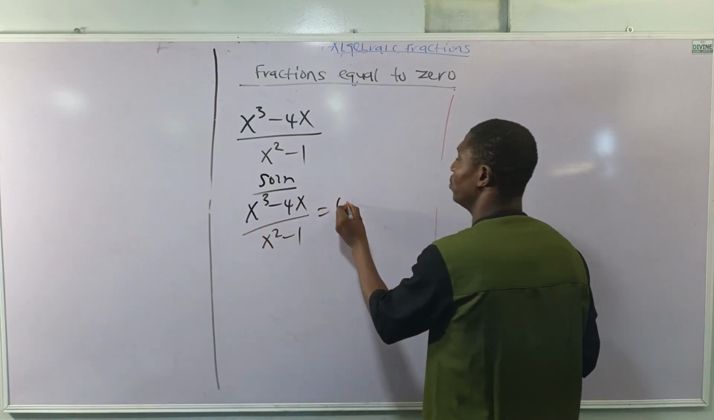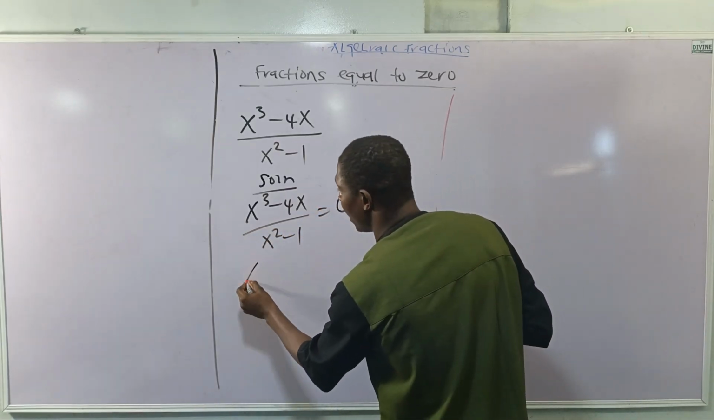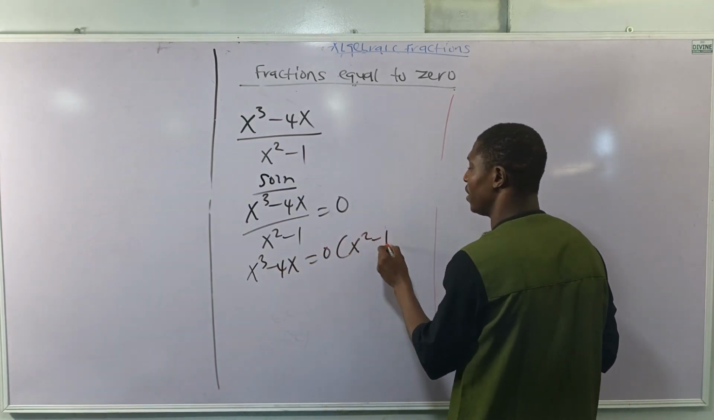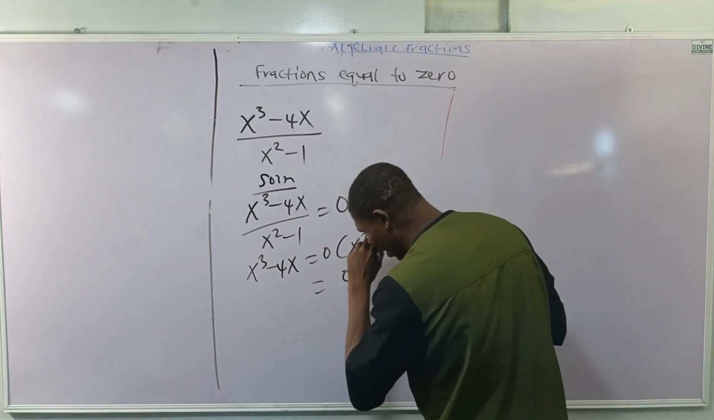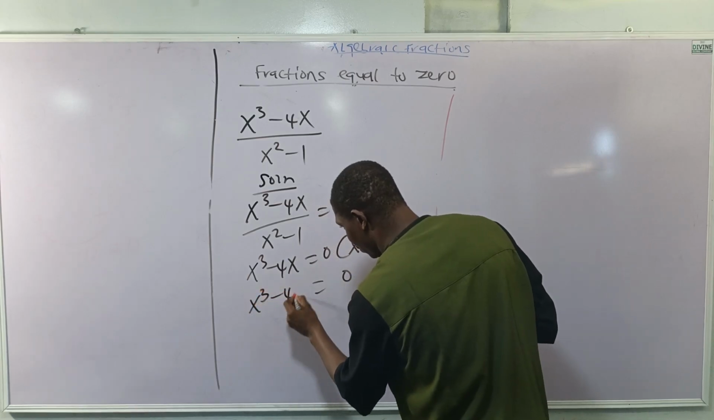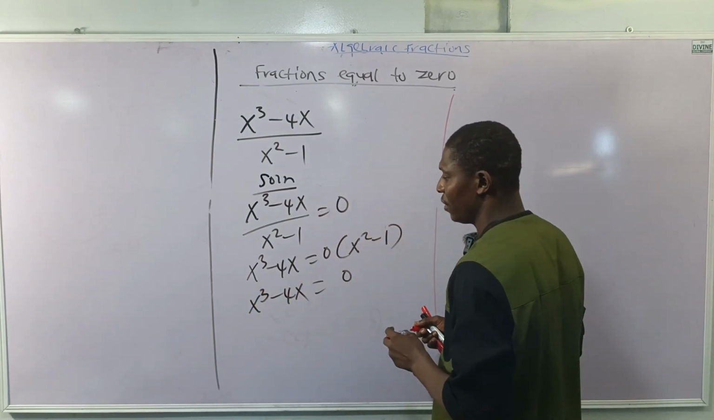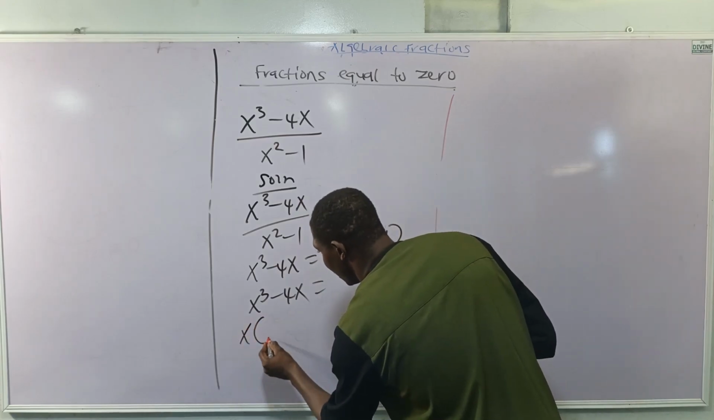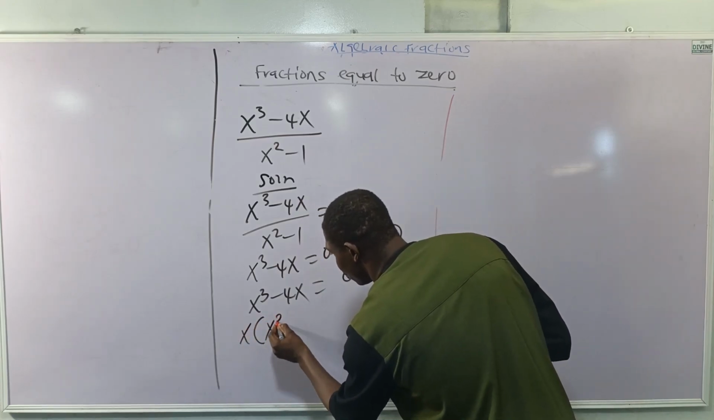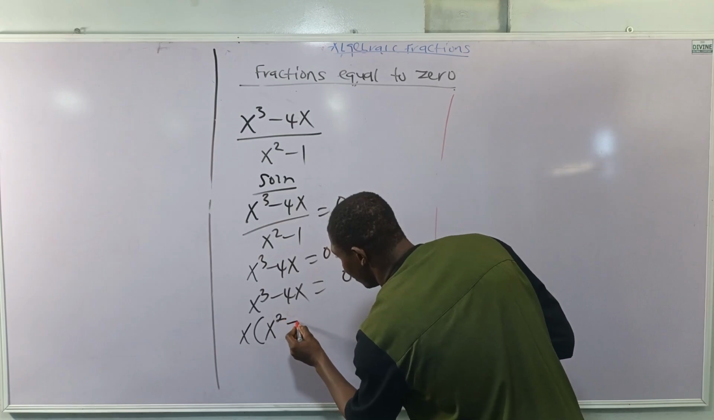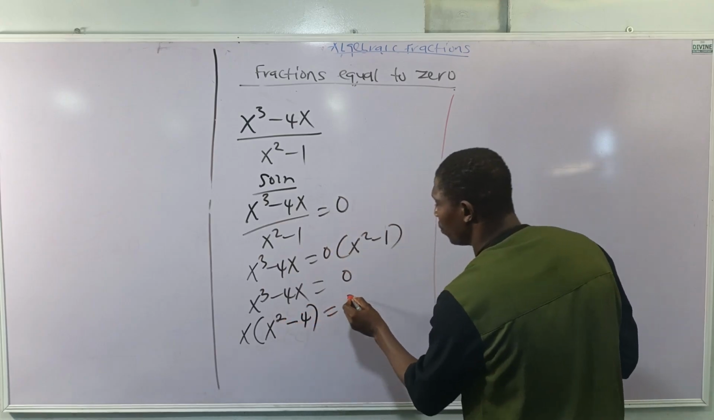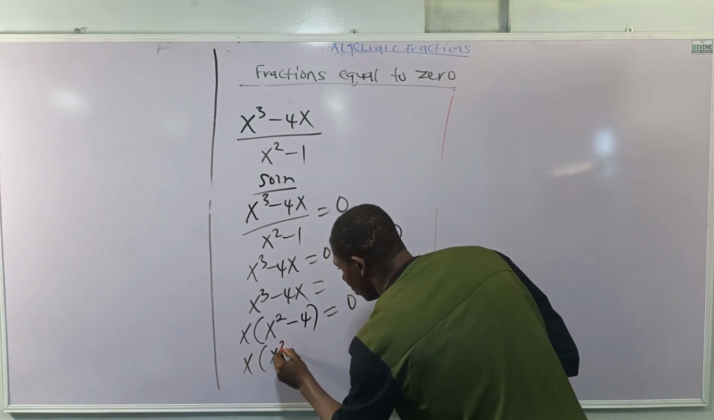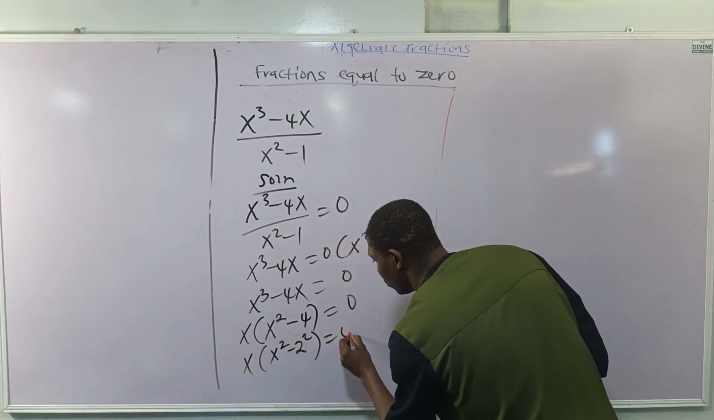Equal to 0. Next, we cross multiply. We have x cubed minus 4x equal to 0 times (x squared minus 1), which gives me 0. So I have my x cubed minus 4x. Now, if you observe, x is common. I can simply say x(x squared minus 4) equal to 0. So I have x(x squared minus 2 squared) equal to 0.